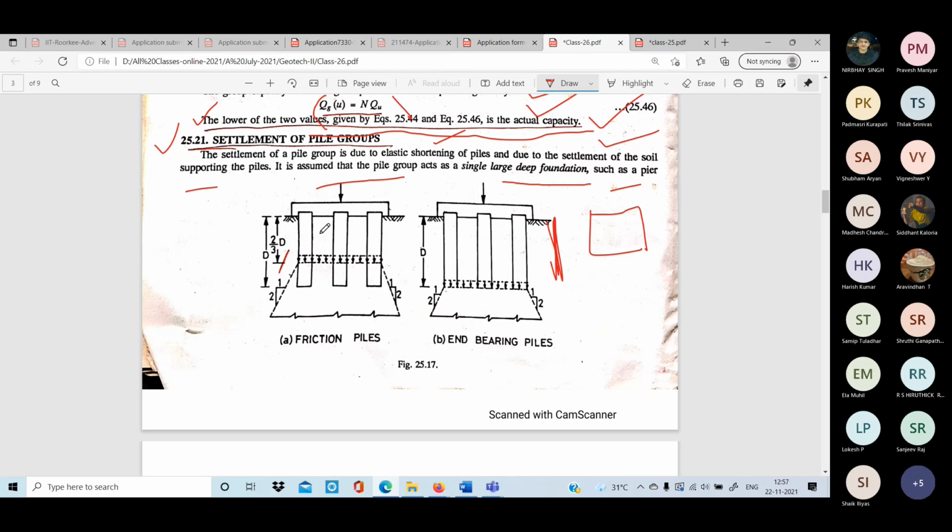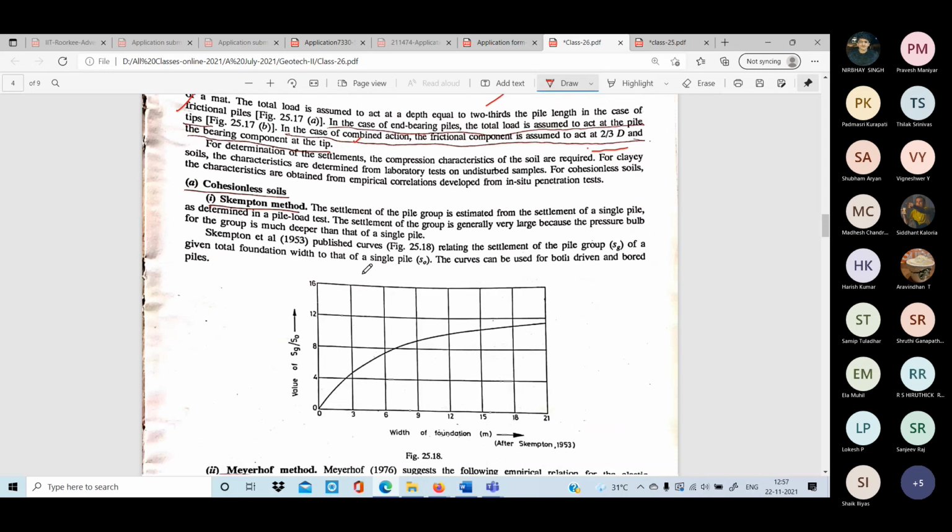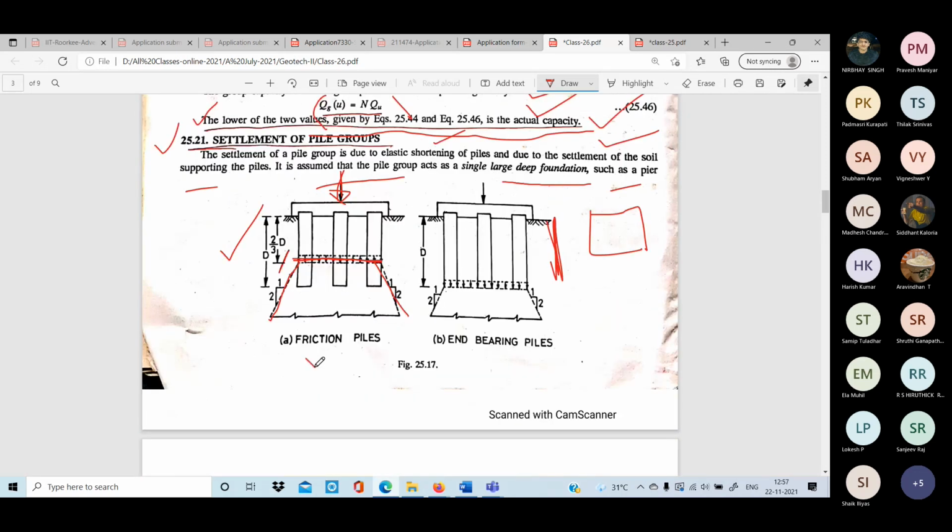Suppose the pile is frictional and we are applying a load here. When you apply a load, it is assumed that the maximum load will act at the two-thirds point. It is a very, very important point here. Suppose this is the depth D, up to here the load will act, and from there the settlement will take place. This is for a friction pile.